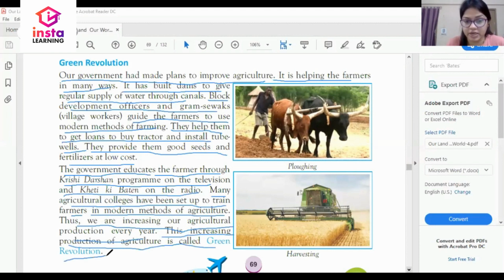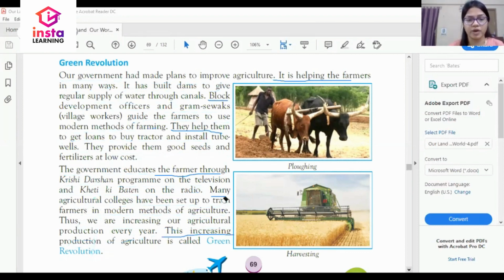So, what is the green revolution? जिसमें हम फार्मर्स को एग्रीकल्चर प्रोडक्शन के लिए बढ़ावा देते हैं, वो क्या कहलाता है? ग्रीन रेवोल्यूशन कहलाता है. So this is all about the green revolution. Let's move ahead.